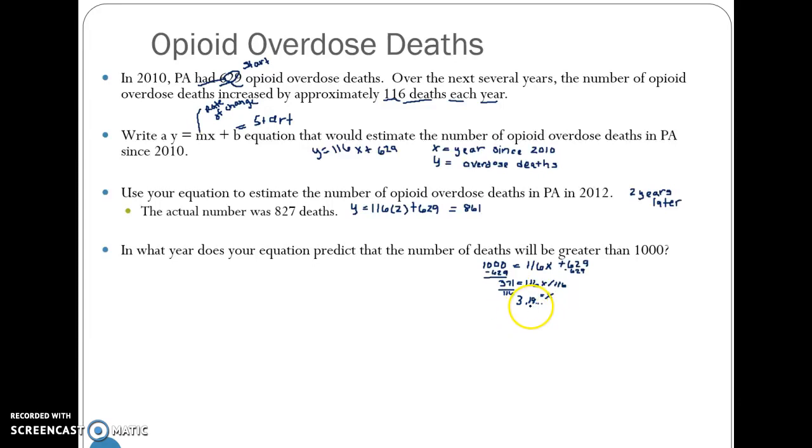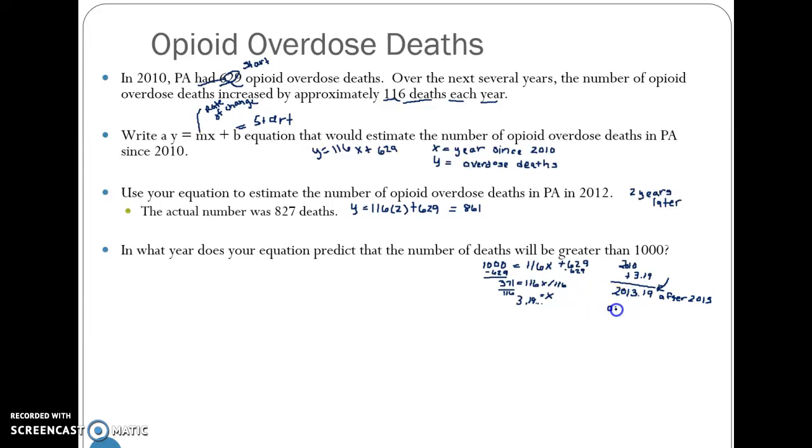So I have to think about this. This means 3 years after 2010. So if I take 2010 and I add to that the 3.19, that would give me 2013.19, which means it does not happen in 2013, but it would happen after 2013, so we would guess 2014.